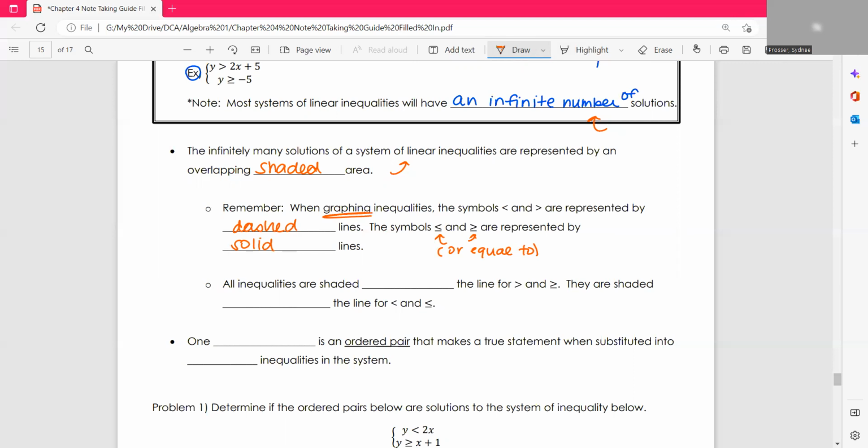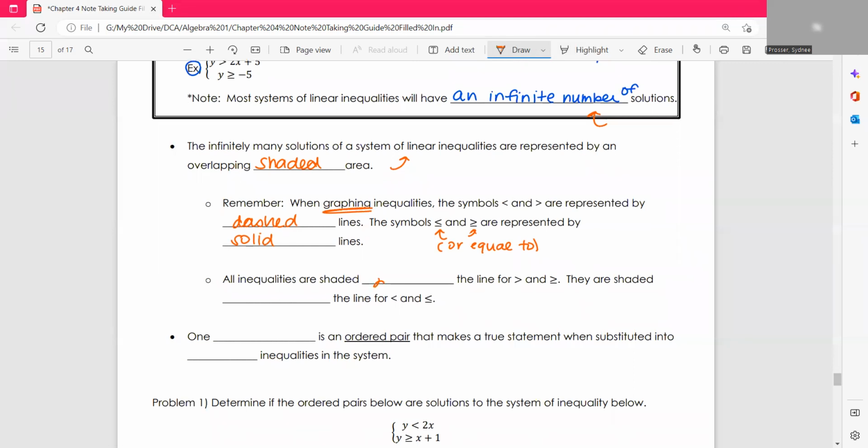All inequalities are shaded above the line for greater than or equal to. They're shaded below the line for less than or equal to. And guys, that kind of makes sense, right? Greater than we shade above, less than we shade below.